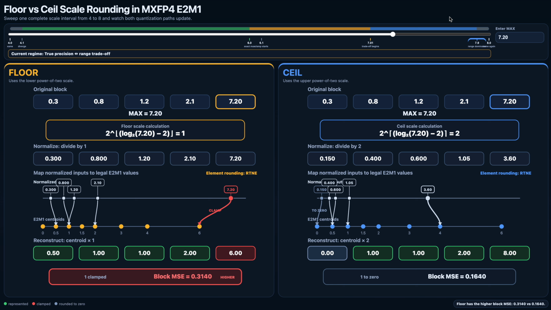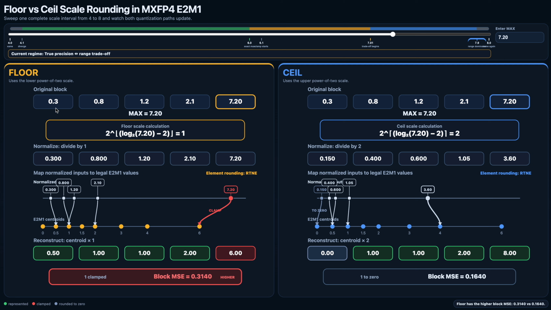Let's now focus on scale rounding mode only on its own. Here again we are looking into MXFP4 number format where the scale format is E8M0, a power of 2 format, and element format is E2M1. For element format, element rounding, we are using RTNE on both sides. But for the scale, we are using two different rounding formats. One is floor, one is ceiling. And these two will be used on how we round the scale.